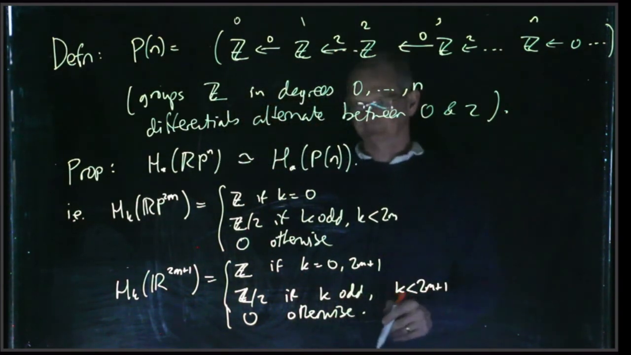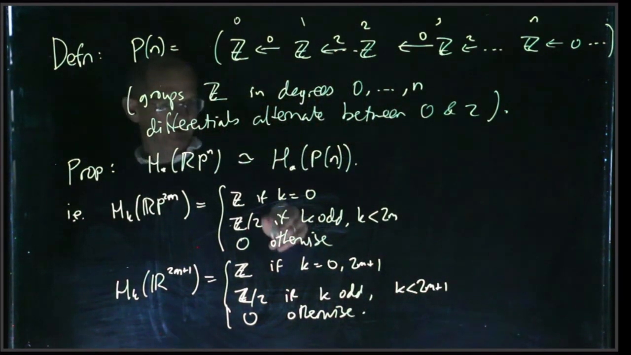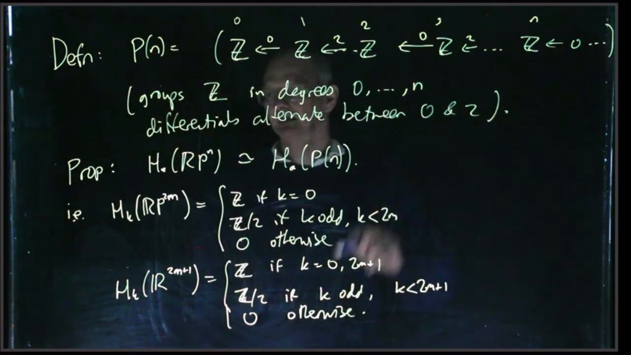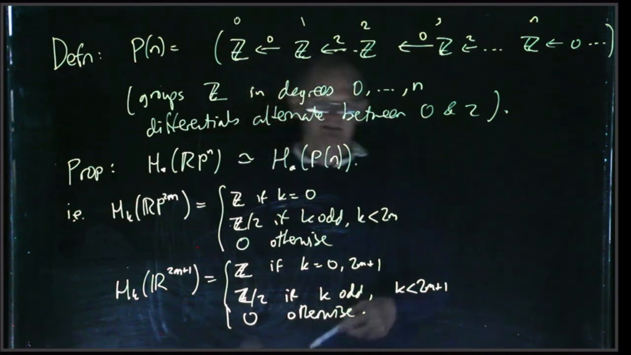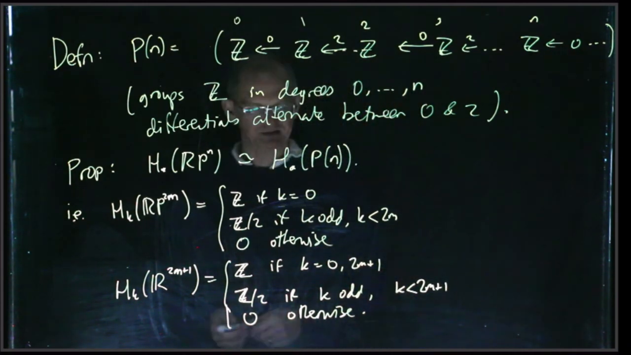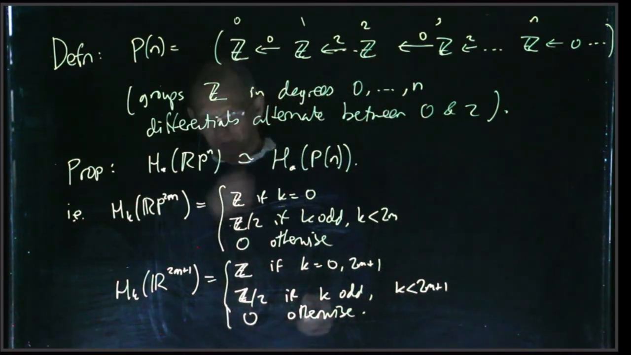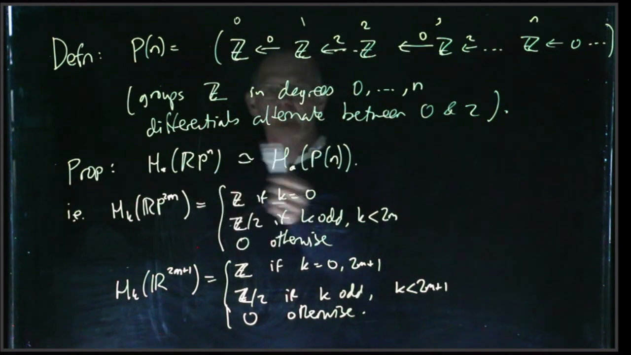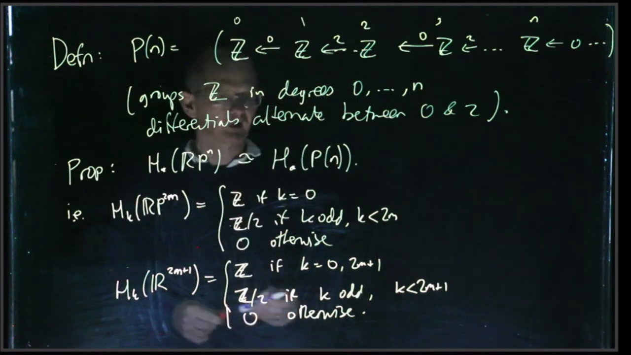It's an easy exercise to check that this describes the homology groups of this complex Pn. You just have to be a little bit careful about separating different cases. And then the claim is that that's actually the homology of RP n for general n.